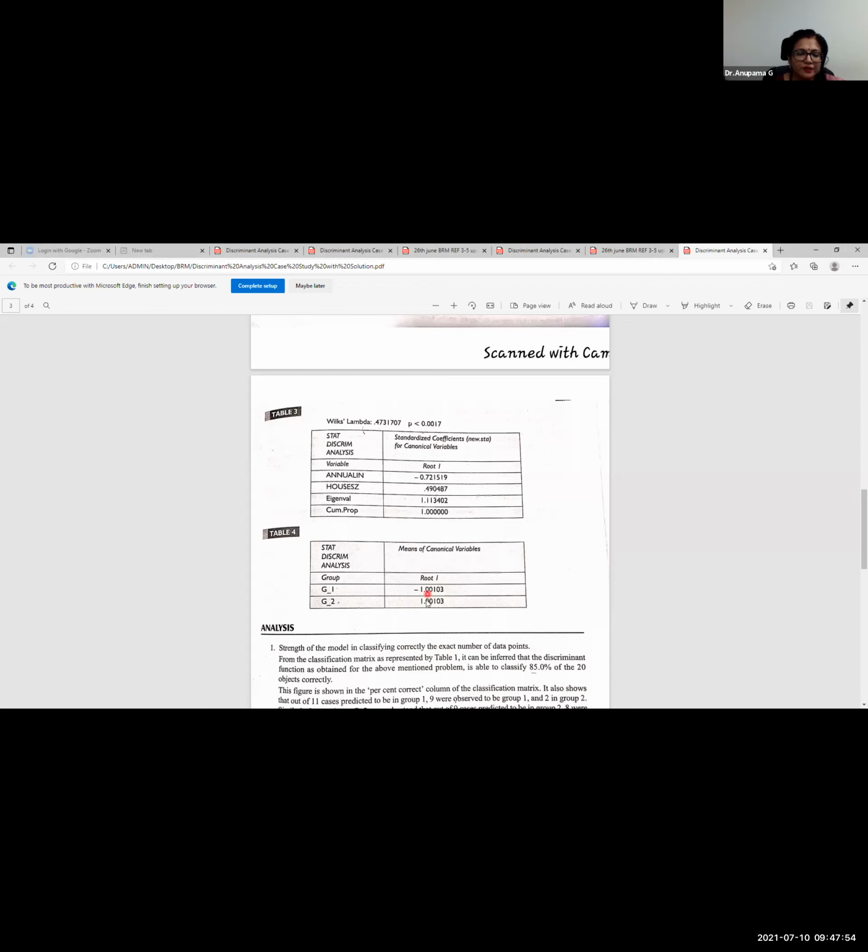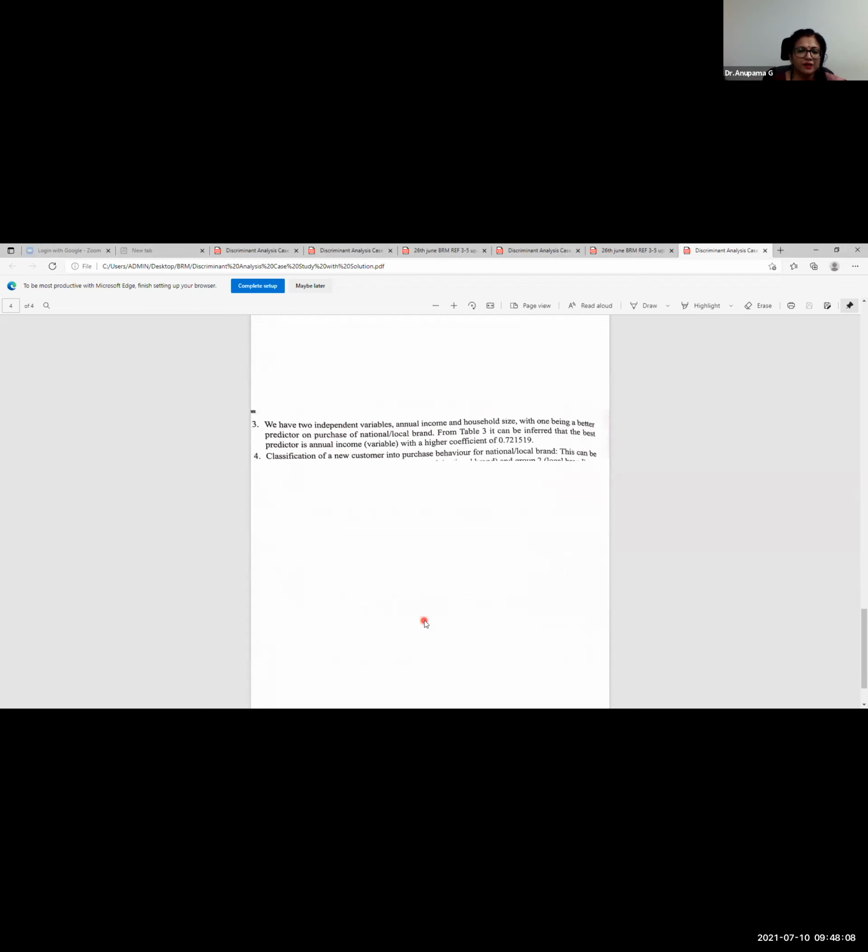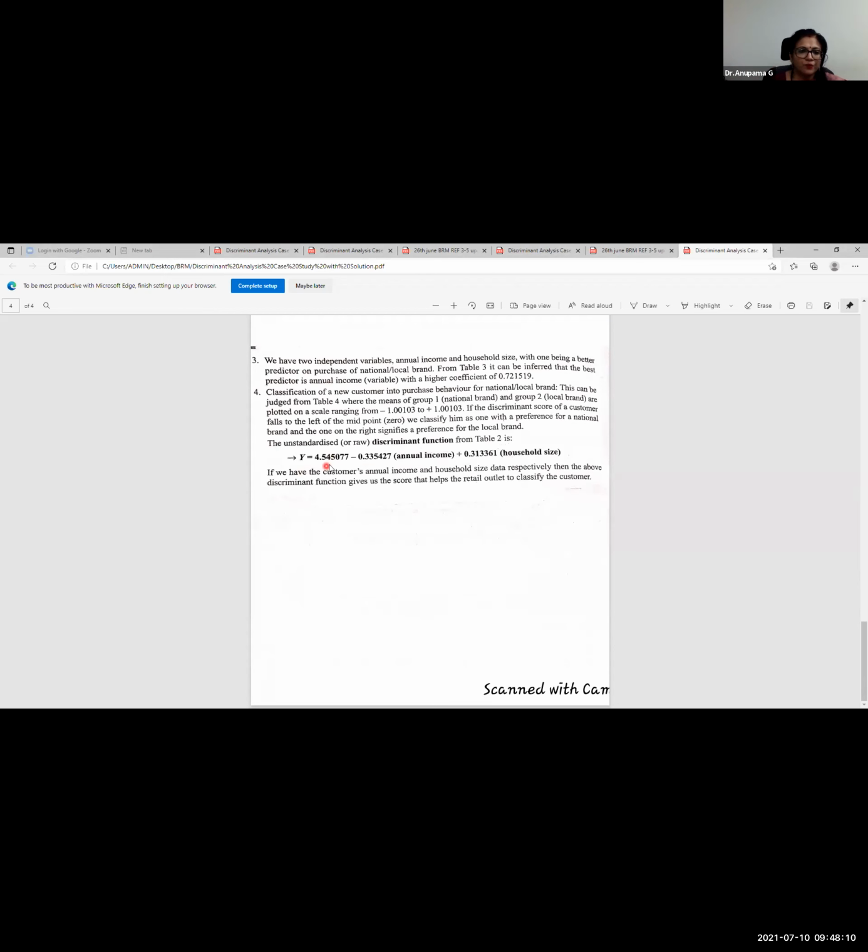So you need to find out whether the score Y is between minus 1.00103 to 1.00103. So once you put that number of any customer, annual income and household size, Y is equal to this one, you compute it: 4.545077 minus 0.33 of annual income, put annual income actual, plus 0.313361 of household size, put a certain household size that the customer has. You compute the entire thing, the Y value.